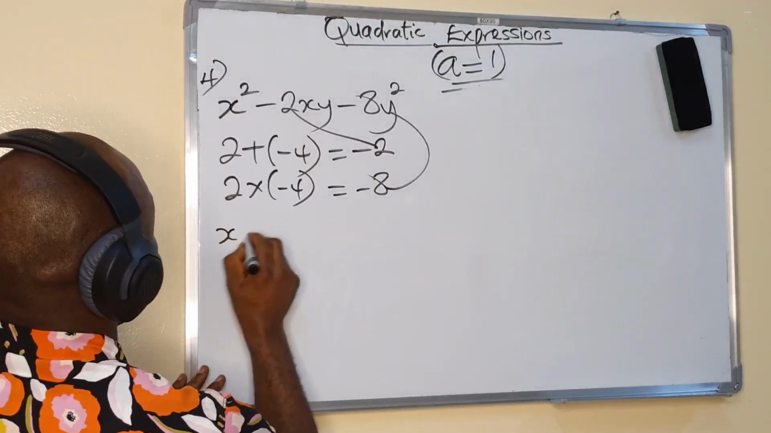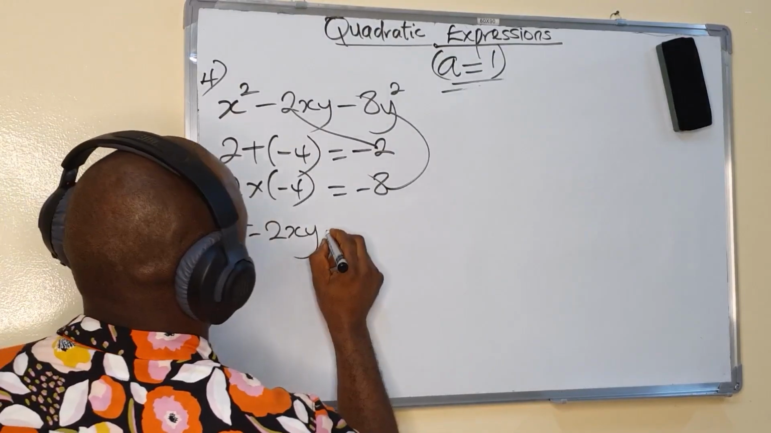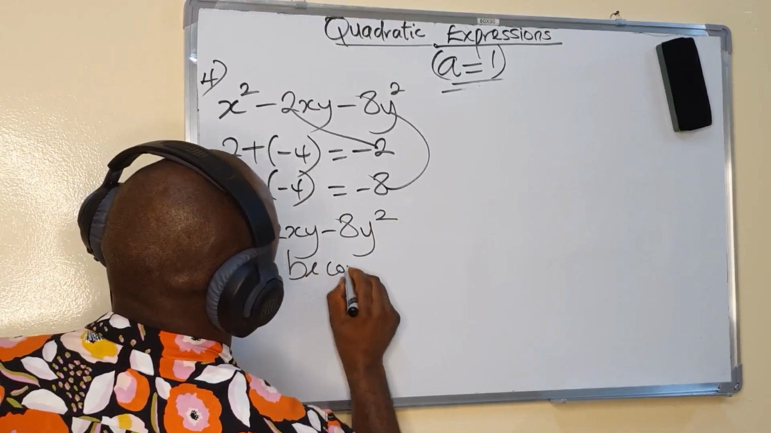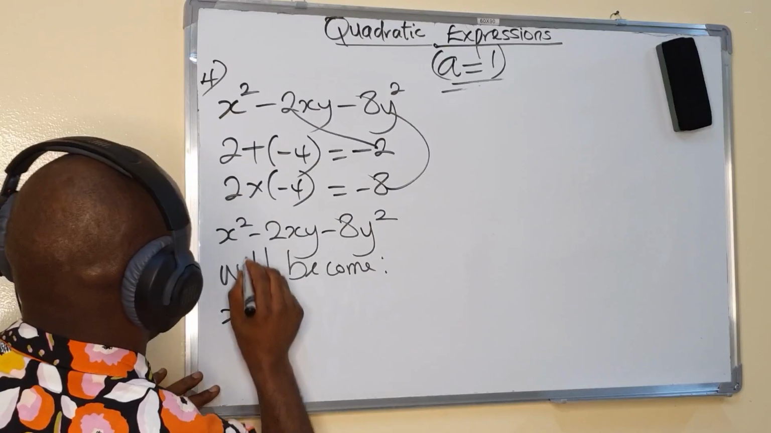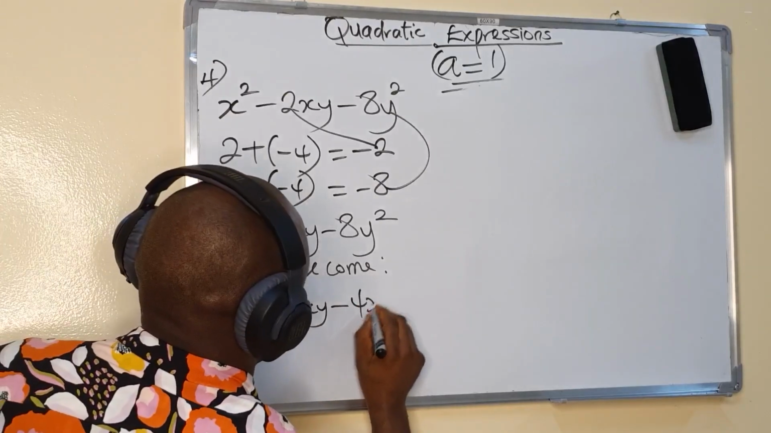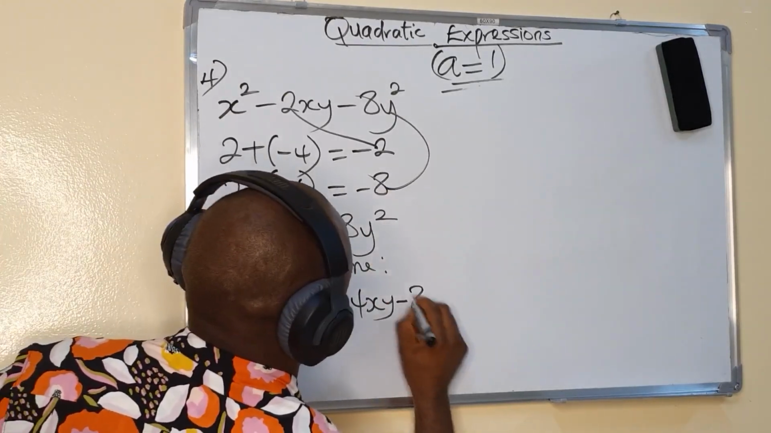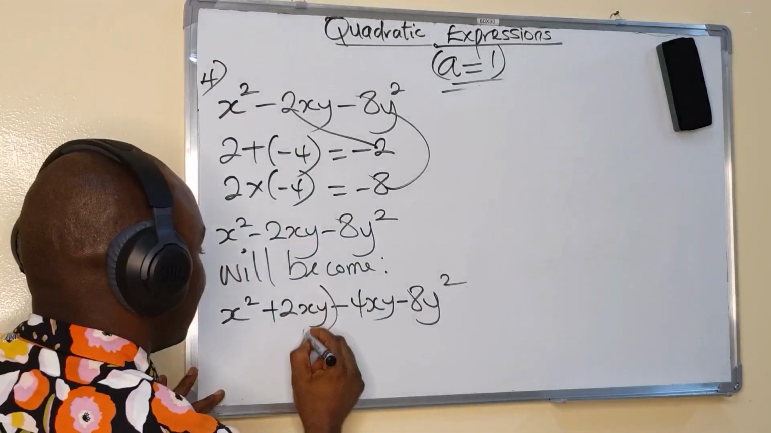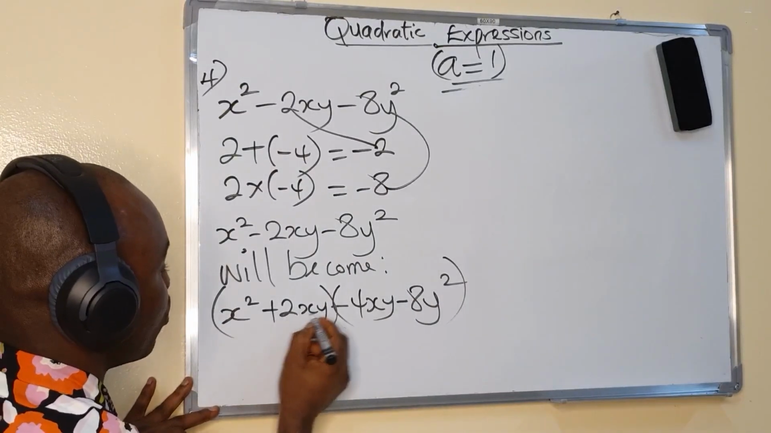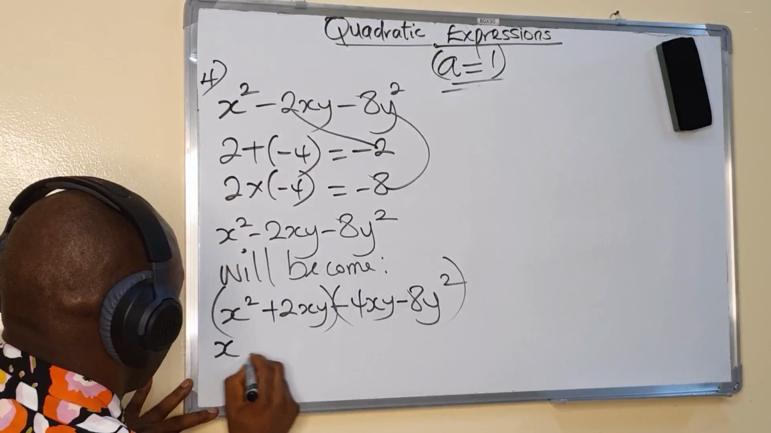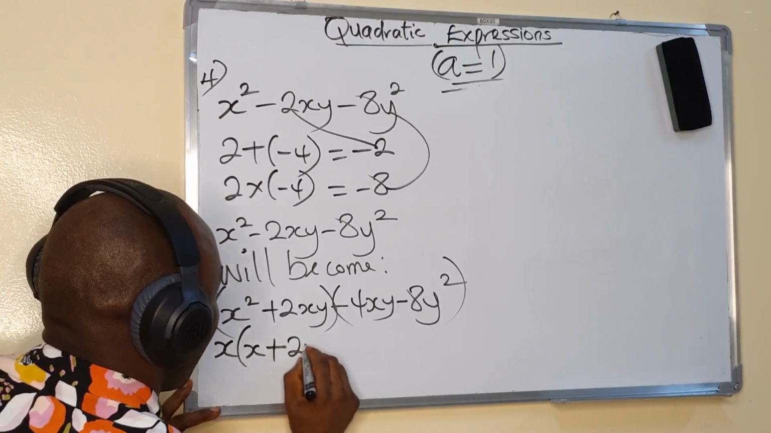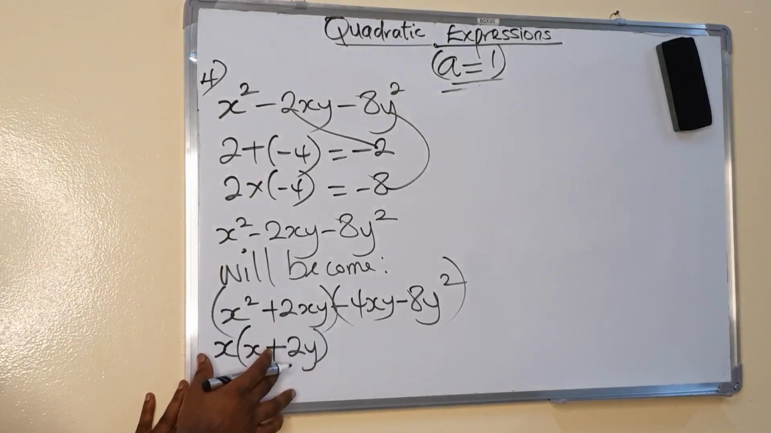So it simply means that x squared minus 2xy minus 8y squared, which is given in our problem, will now become x squared plus 2xy minus 4xy minus 8y squared. Now at this level, you just have to do factorization by grouping. In x squared plus 2xy, what is common is x. I factor it out and open my bracket. X into x gives me x squared plus x into 2y will give me 2xy. The left hand side is done.